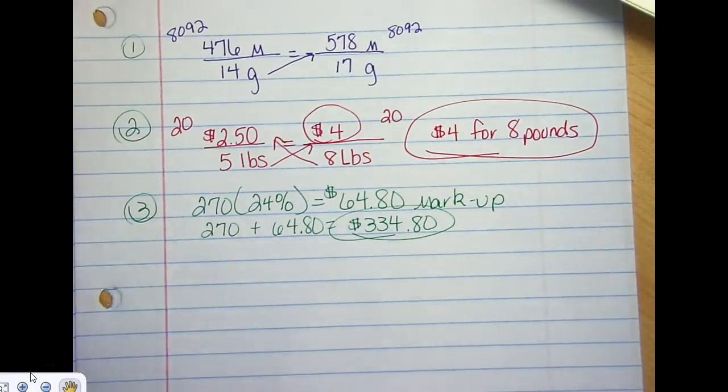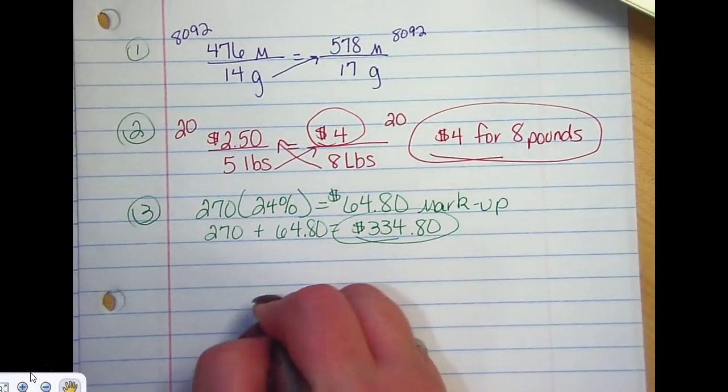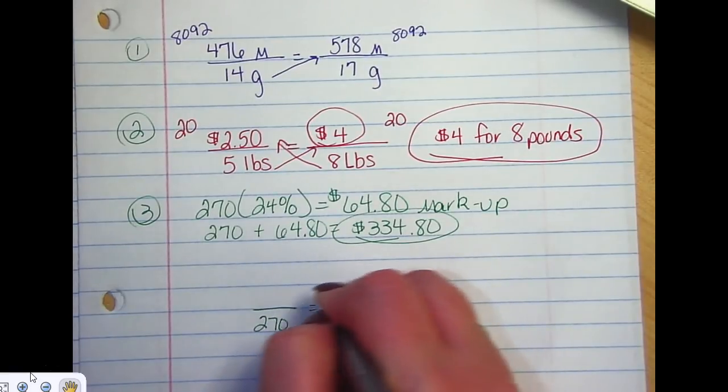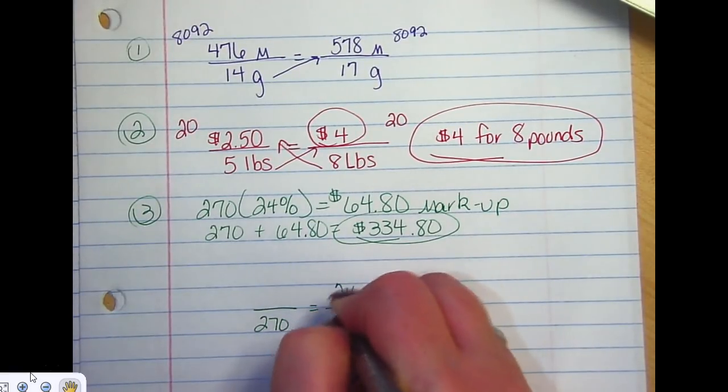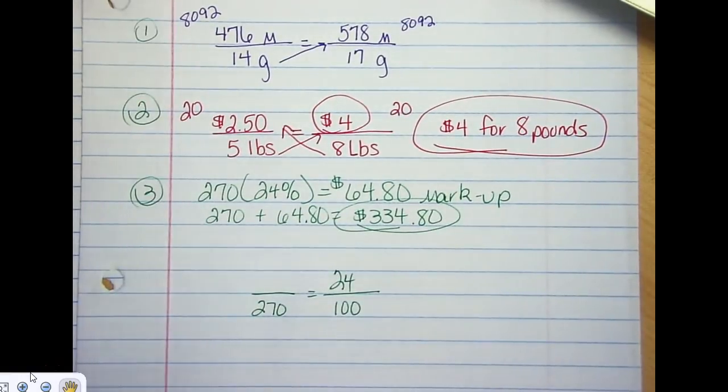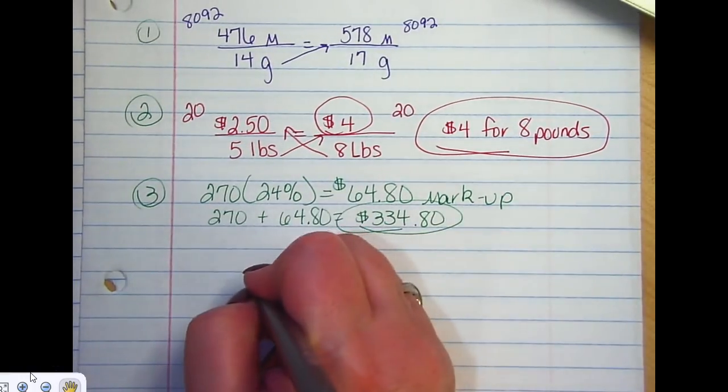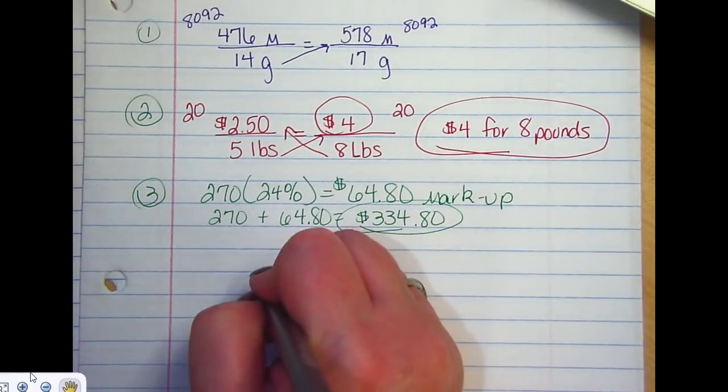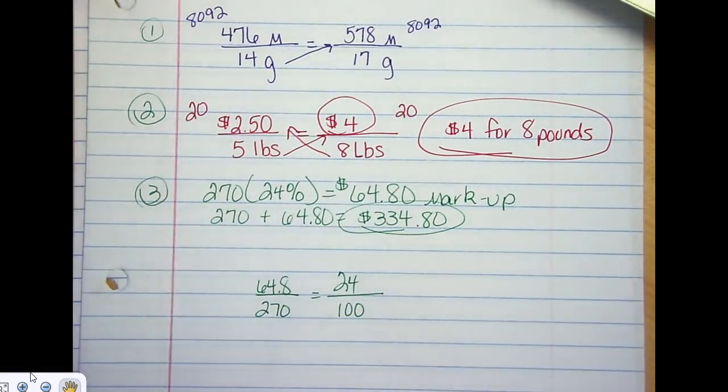You could have done 270, 24 over 100. Anybody do that one? You got the same thing, right? So here you should have gotten 64.8, and then you would have added, right? Elijah?